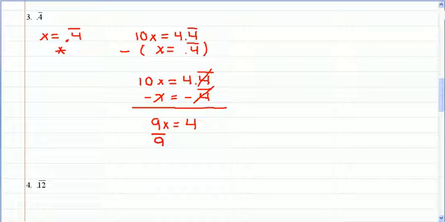Divide both sides by 9, and x is equal to 4/9. So if you were to check this using long division or on your calculator, 4 divided by 9 would give you 0.4 repeating.